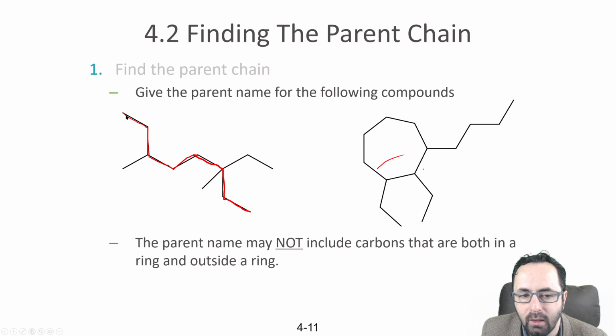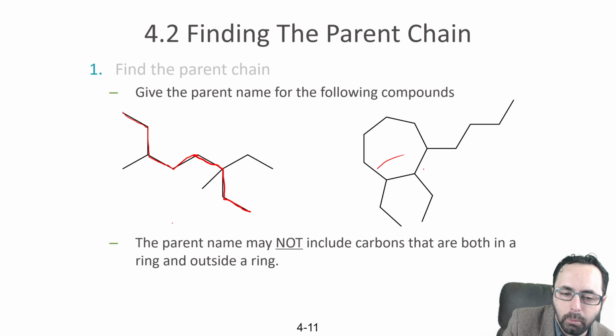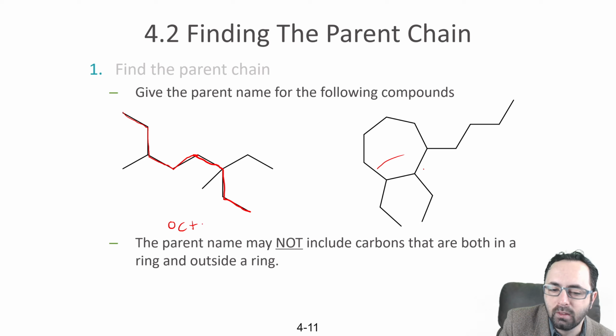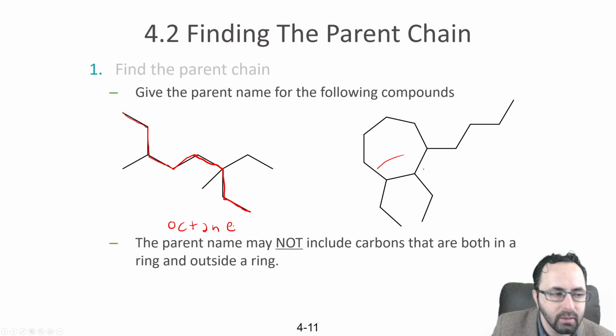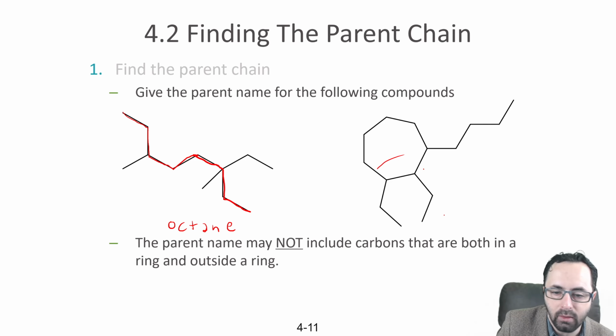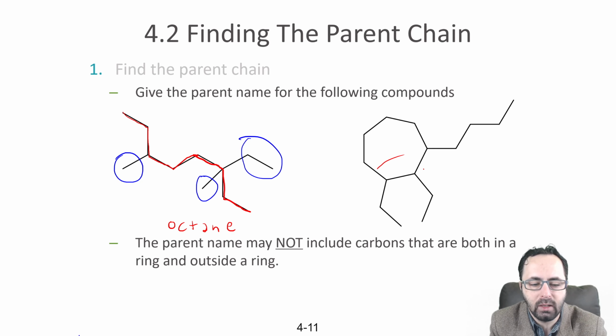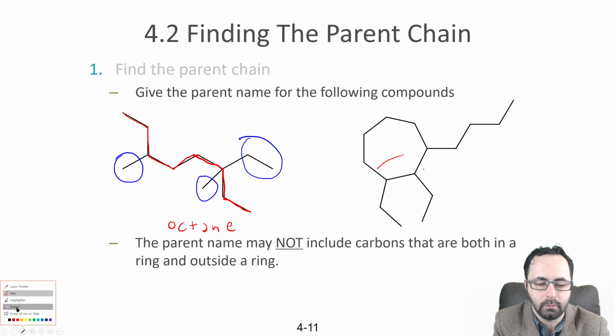So this one contains 1, 2, 3, 4, 5, 6, 7, 8 for its longest chain. So for the parent chain, we use the prefix oct. And then since there's only single bonds, we would use the suffix ane, octane. Okay. And there's more to the naming. We haven't named any of the branches yet. So there are these branches here. There's a branch here, there's a branch here, there's a branch here. We haven't named those yet, but those are going to have to be a part of the name as well.